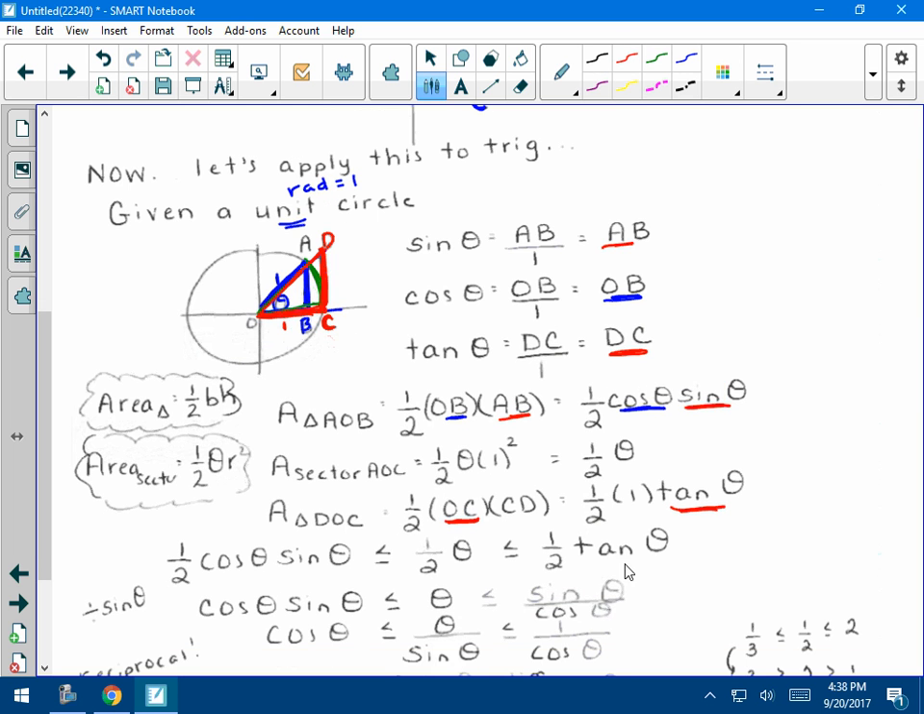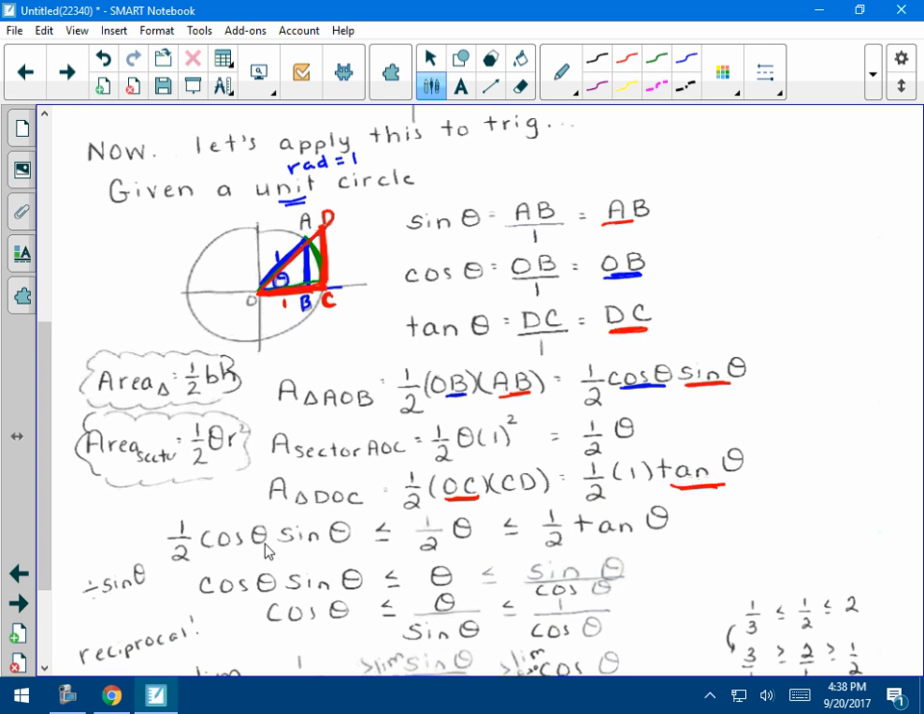Okay? We can ditch the 1/2s, divide each piece by 1/2, get rid of that. Okay, so now I have this line. I can divide everything by sine. If I divide this first thing by sine, I just have cosine. This becomes theta over cosine. And this becomes, this is tangent. Remember, tangent's really sine over cosine. So if I divide out the sine, it becomes 1 over cosine.